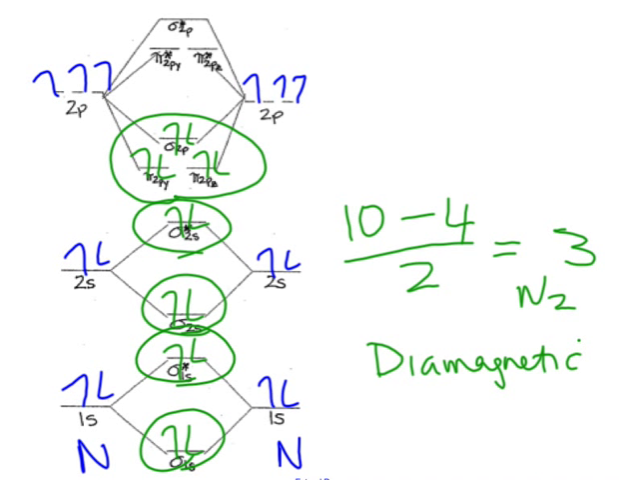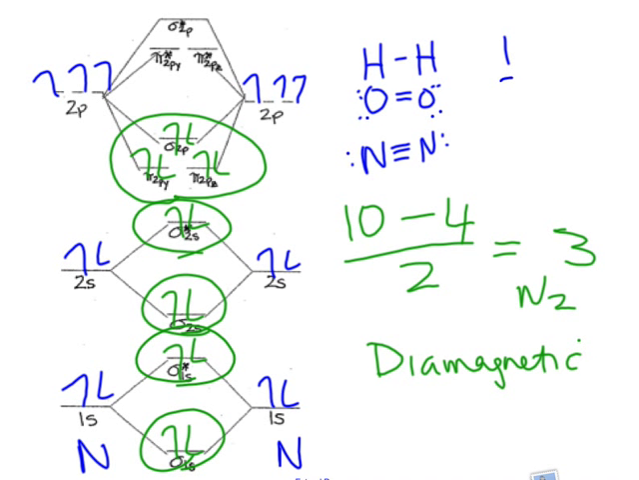Okay, so I want to talk about the relationship between bond order and bonds. If you think about H, its Lewis structure looks like this. O2's Lewis structure looks like that. Nitrogen's Lewis structure looks like that. And if you revisit the bond order, those are the bond orders we calculated. Do you see a connection there?